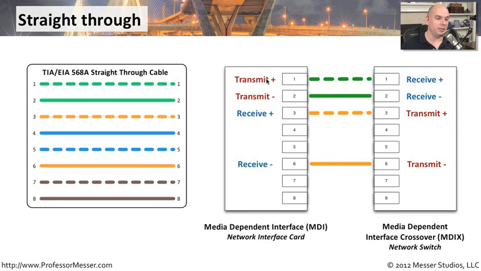You're transmitting plus and minus on the green pair on pins 1 and 2, and your receive from your network interface card, your plus and minus, is on pins 3 and 6. Those pairs, of course, are paired together and twisted all the way through from one end to the other.